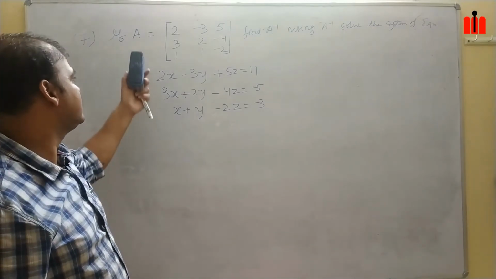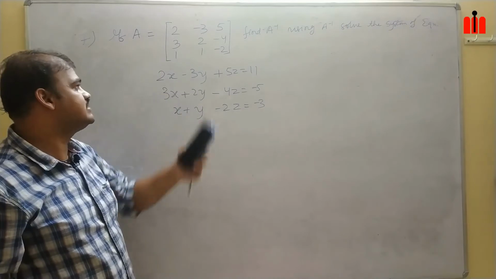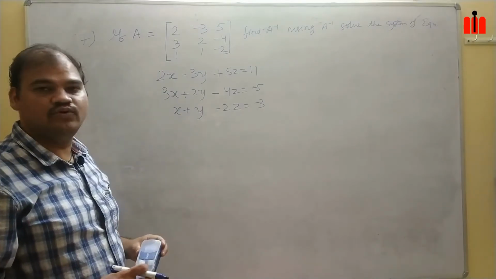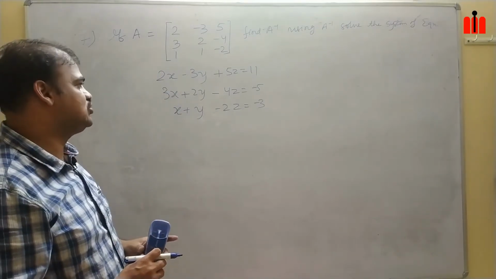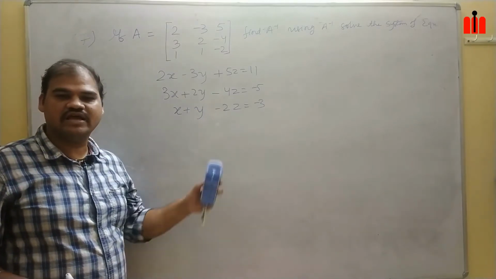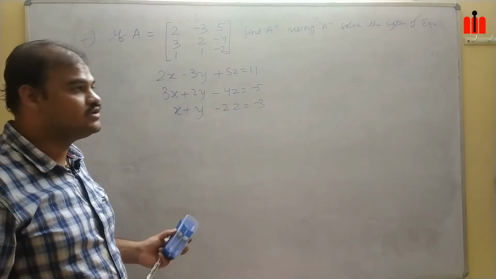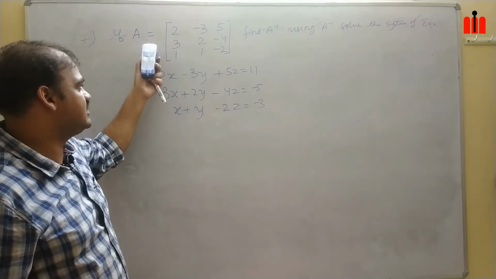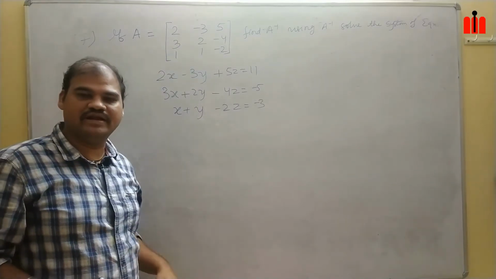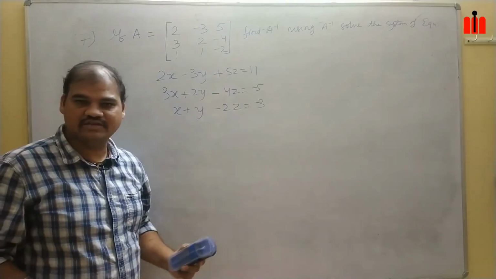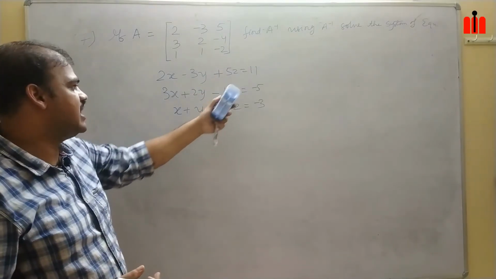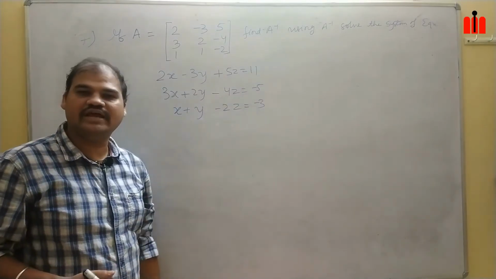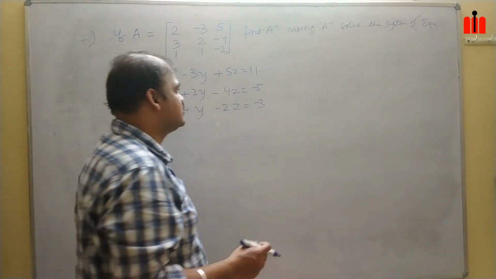Problem number 7 tells that if A is 2, minus 3, 5, 3, 2, minus 4, 1, 1, minus 2, then find A inverse and solve this system of linear equations. For this system of linear equations, we can see this is the coefficient matrix, the same as A. So once we find A inverse, we will take the help of A inverse and multiply with this B, and we will get X. Okay, so let's do that.